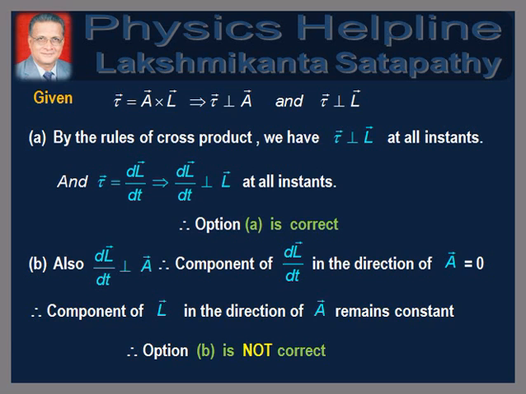For option B, we have tau is perpendicular to A. Therefore, we have dL by dt is also perpendicular to A, which implies that the component of dL by dt in the direction of A is equal to 0. Therefore, the component of L in the direction of A remains constant. Therefore, option B is not correct.